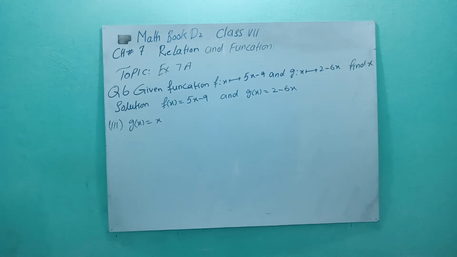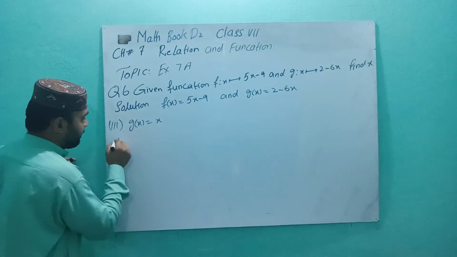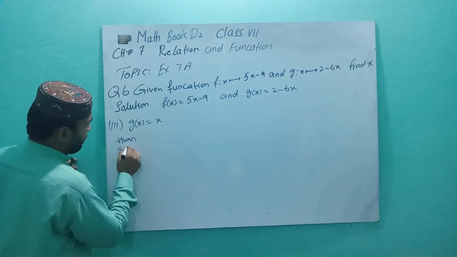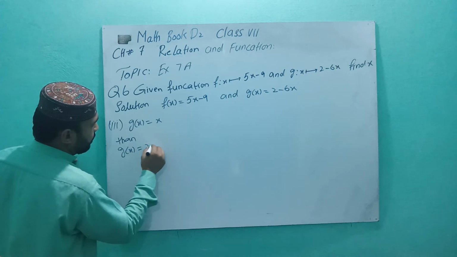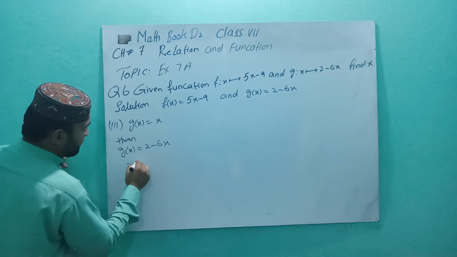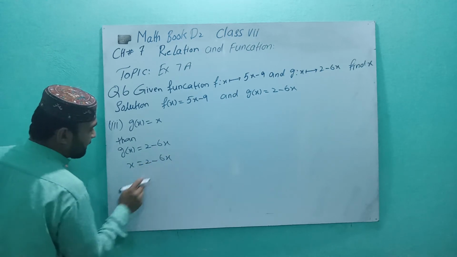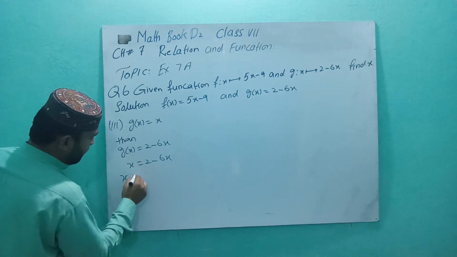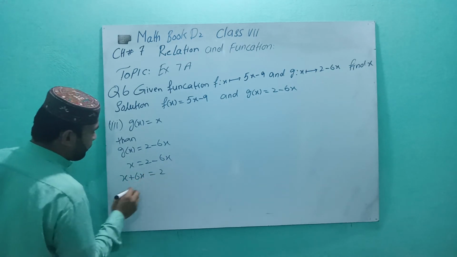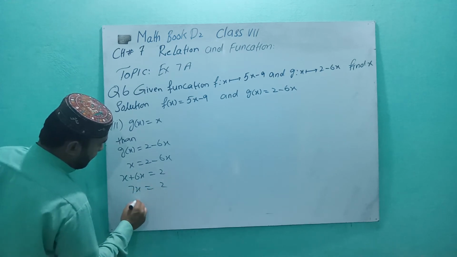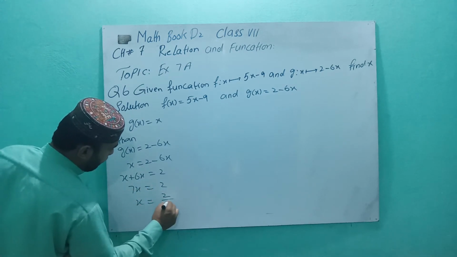Third part, g of x equal to x. So then the g of x function is g of x equal to minus 6x. Now g of x equal to x, so x equal to minus 6x. Taking 6x to one side, x plus 6x equal to 2, 6 plus 1, 7x equal to 2, then x equal 2 over 7.